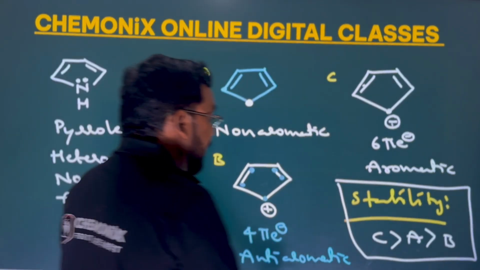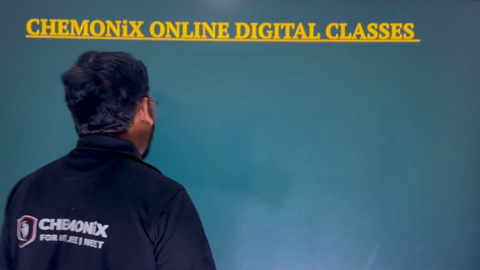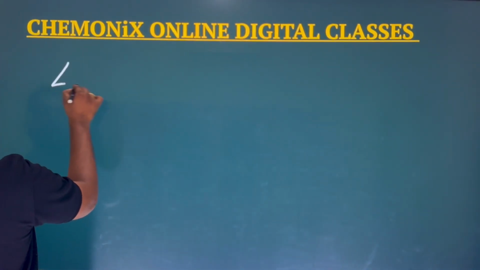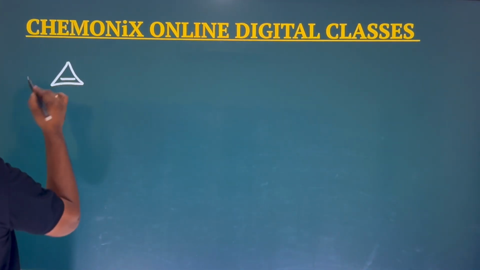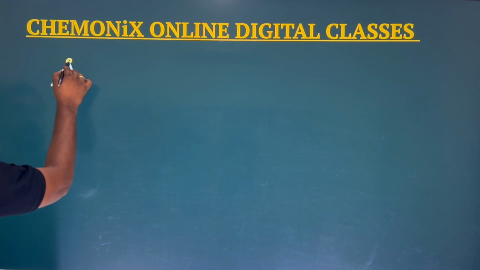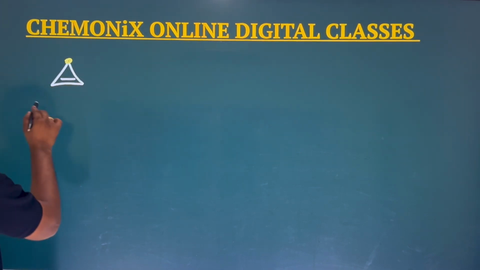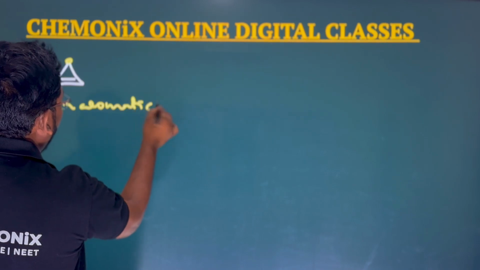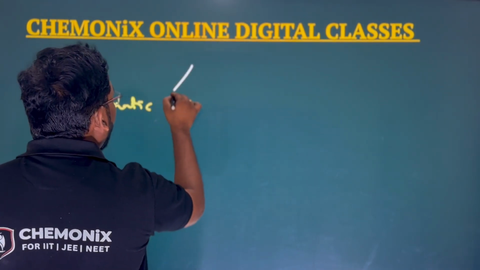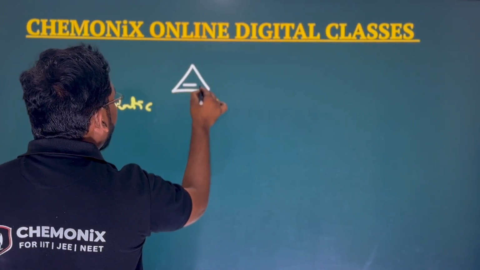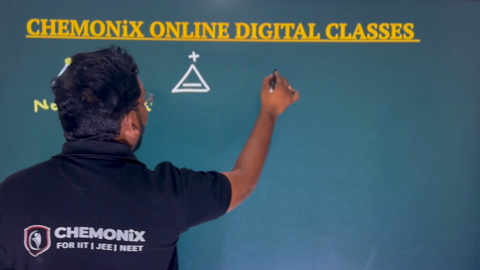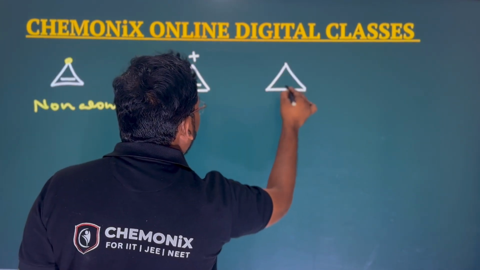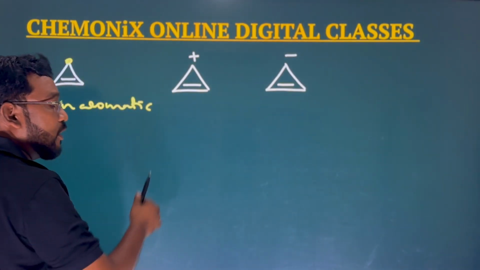Now let me tell you some other important examples like this. For example, if you take this molecule, this is called cyclopropene, and here this carbon is missing the conjugation. So this is a non-conjugated cyclic ring, therefore this is a non-aromatic compound. Now if I bring that carbon atom into conjugation by generating a charge, either positive or negative, what is the nature of these compounds? You can check that here.